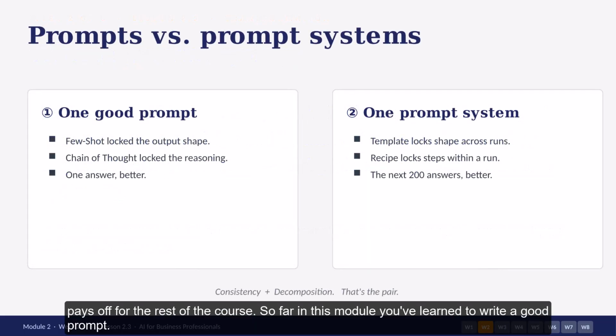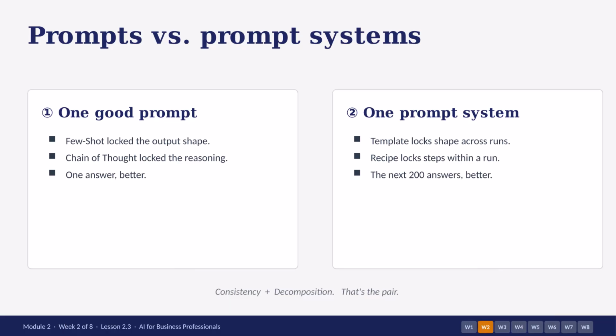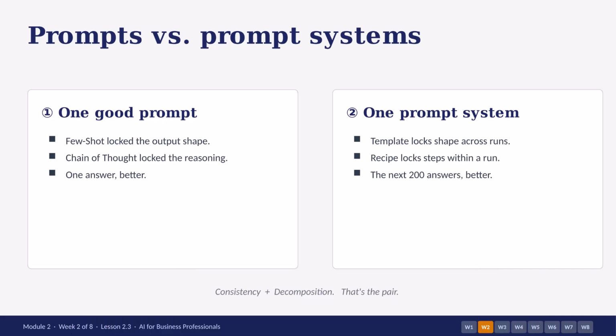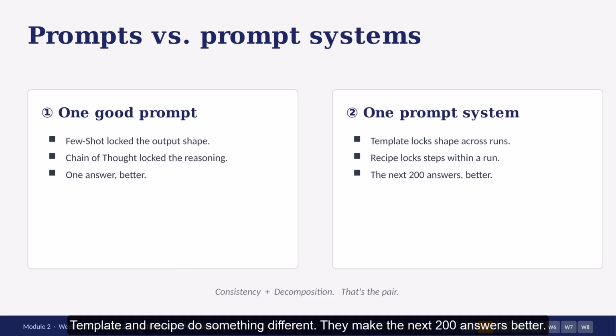So far in this module, you've learned to write a good prompt. Few-shot locks the output shape, chain of thought locks the reasoning, both made one answer better. Template and recipe do something different. They make the next 200 answers better.